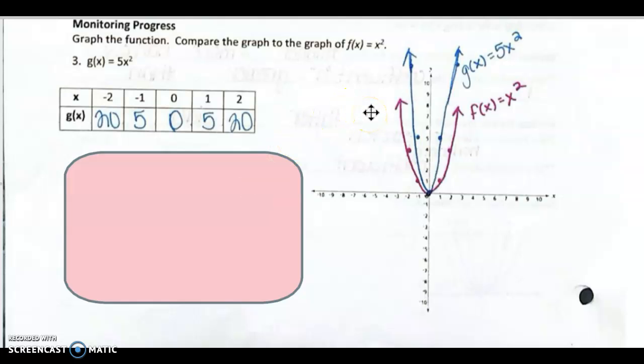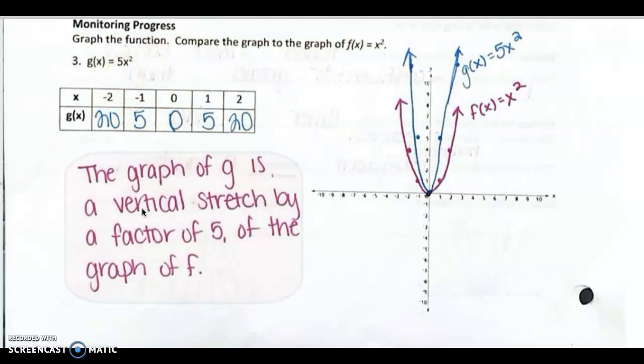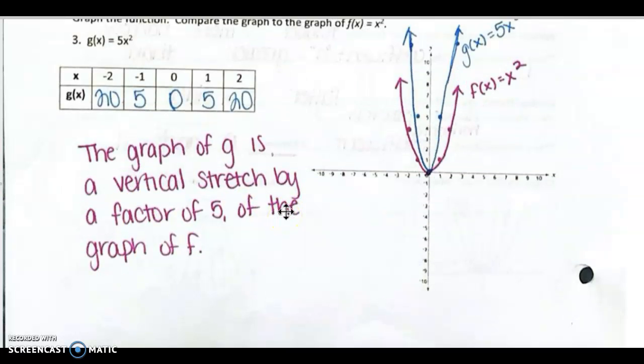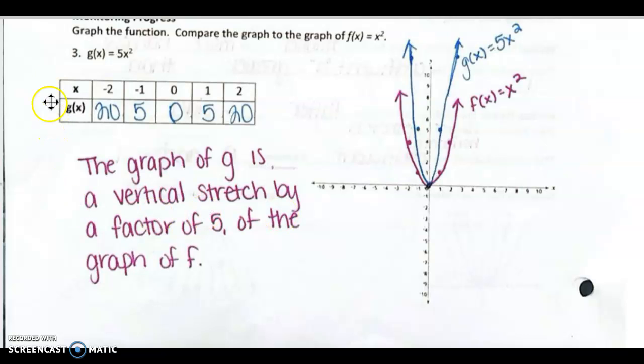So we know since it's thinner, it's going to be a vertical stretch. Remember, if you grab the ends and pull them, it gets skinnier. So that's going to be a vertical stretch, and we can look at this number right here to tell us that it's by a factor of 5. So you can say that the graph of g is a vertical stretch by a factor of 5 of the graph of f. And that's all you need to know. All right. I'll finish this in part 2.